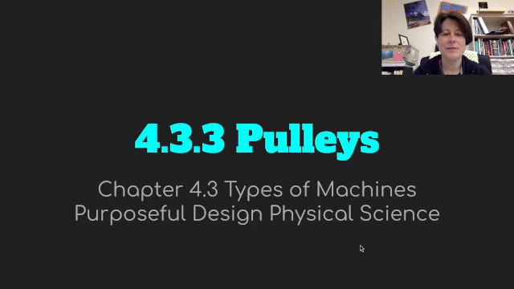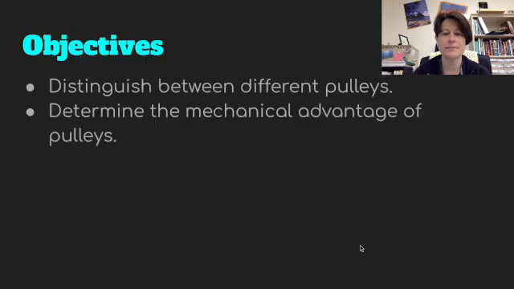Hello, everybody. It's Mrs. Pound, and we are talking about types of machines in Chapter 4.3. And our section today is Section 4.3.3 on pulleys. So, our objectives are going to be to distinguish between different pulleys and determine the mechanical advantage of pulleys.